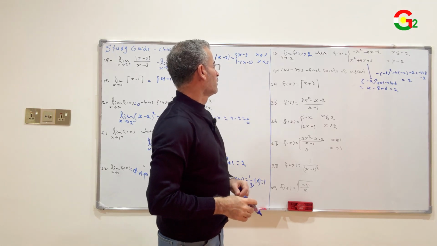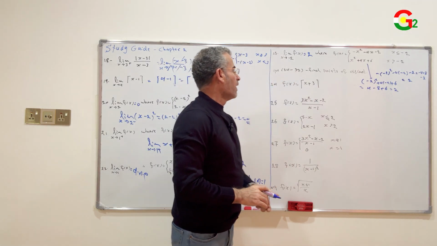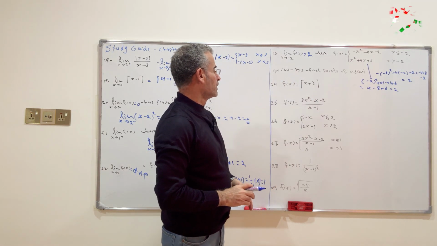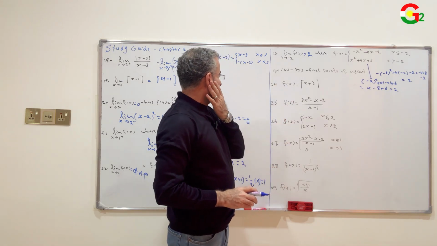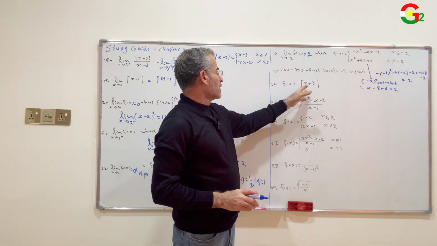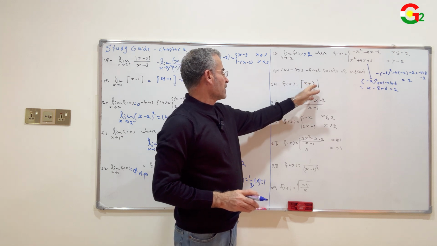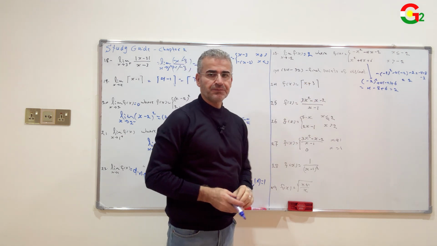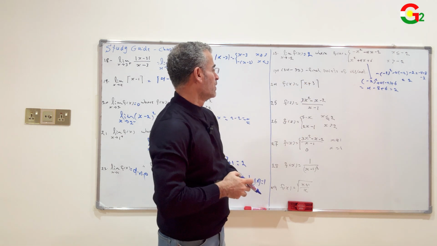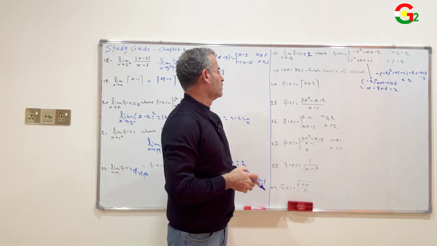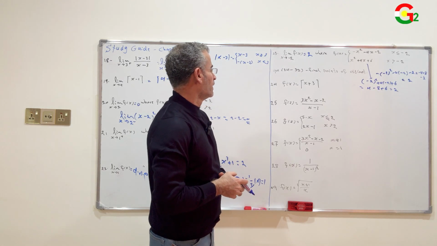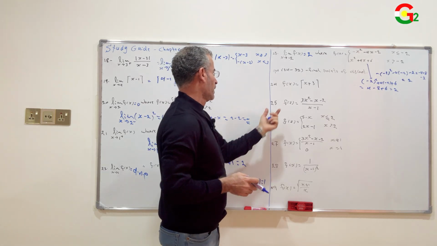Question number 24 to 32. Find point of discontinuity of the following function. F of x equals greatest integer number of x plus 3. This function has discontinuity point at all integer numbers and is continuous at non-integer numbers.